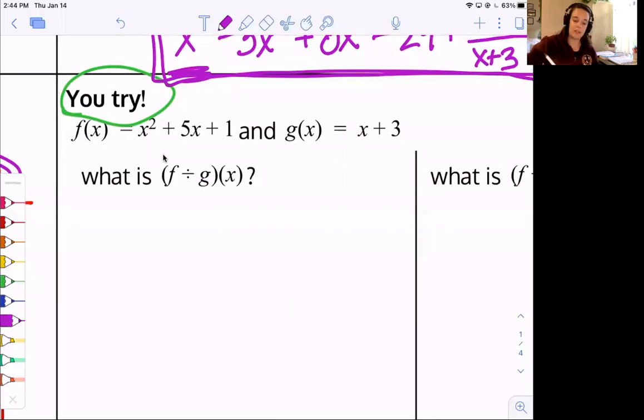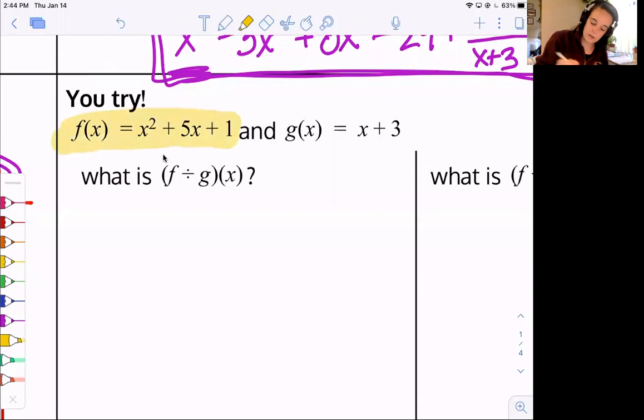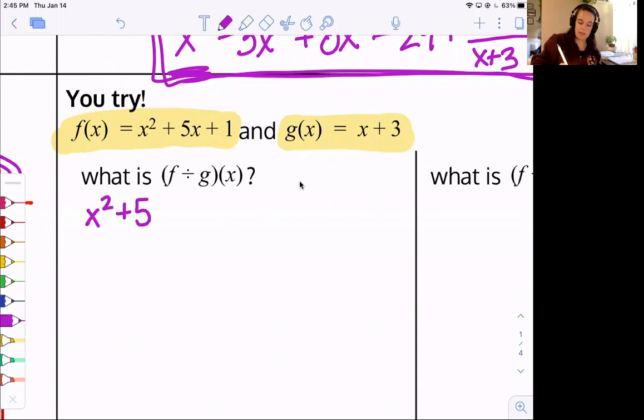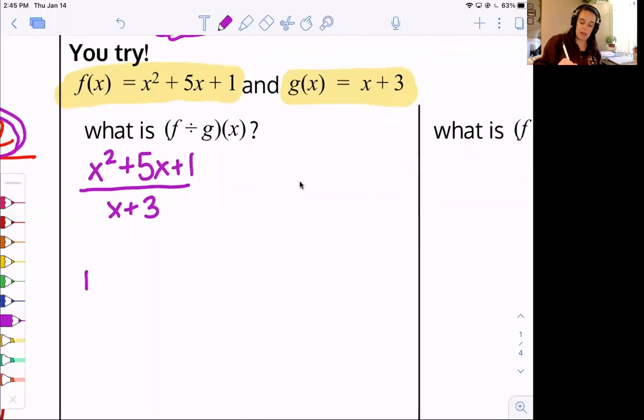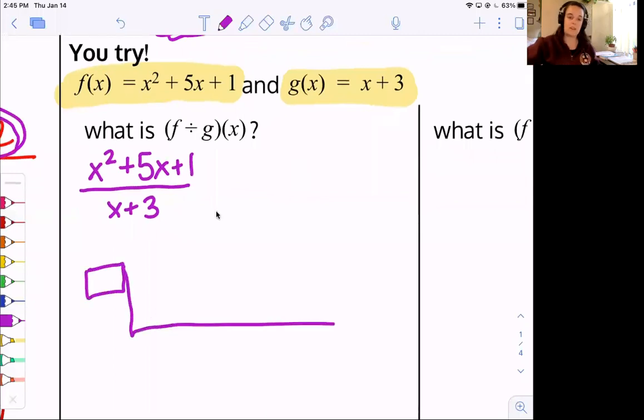So we have a new f of x, right? Our new f of x is x squared plus 5x plus 1, and our g of x is x plus 3. So we're going to do this third example. I want you to try it on your paper first. So you're going to start by writing out the problem, x squared plus 5x plus 1 over x plus 3. And then I want you to start by writing that upside down division and try to do this problem on your own. I'm going to be back in about 90 seconds. And when I come back, we'll do some more.